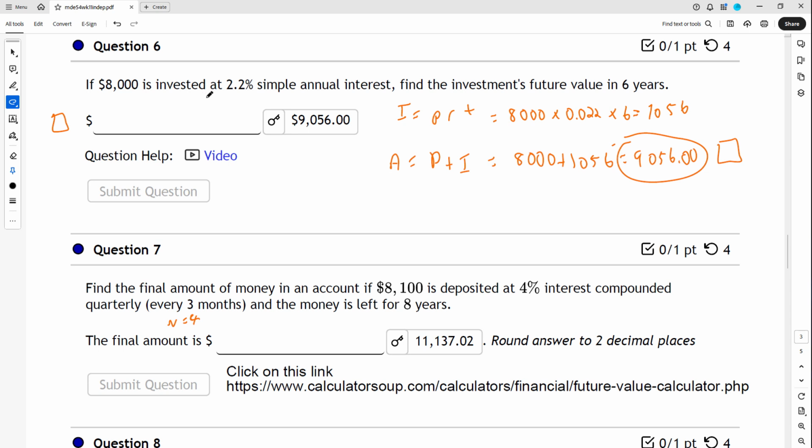If 8,000 is invested at 2.2% simple interest, what's the future value in 6 years? So you have to find the interest here. So as we go to PRT, 8,000 times 0.022 times 6 for 6 years, the amount of interest is $1,056. Future value is going to be principal plus the interest. 8,000 plus 1,056 gives me $9,056, and that's what they have there.